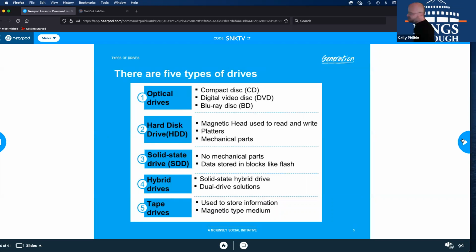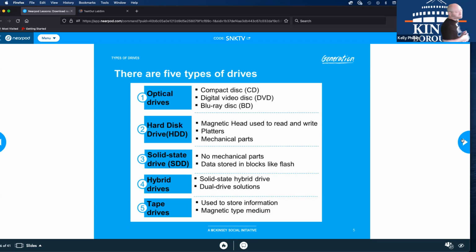So drives fall into essentially five camps. You have your optical drives, which encompass your CD, DVD, Blu-ray. Optical because we're using a laser to read and write the information. You have your HDDs or hard disk drives. These are your mechanical hard drives with a magnetic read-write head, lots of moving parts in it. They use platters and other parts within it, which we will go over, the internal components of a hard drive, because we do need to know that.